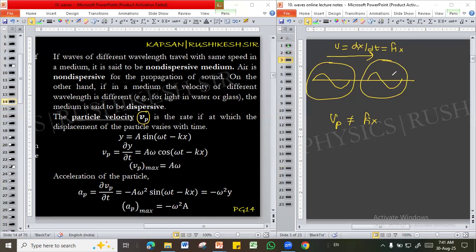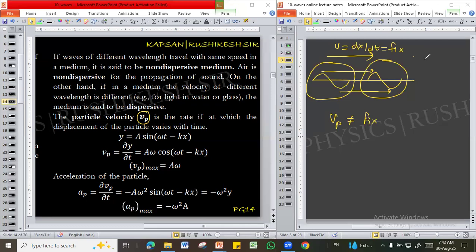You can give a fixed value of wave velocity. This shape was initially here. After some time it will be here. You can calculate distance traveled upon time taken, and you will get the speed of the wave.